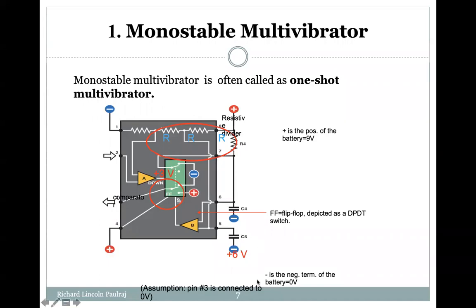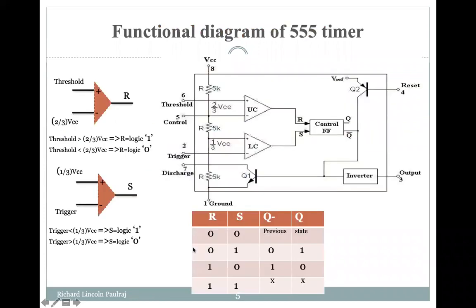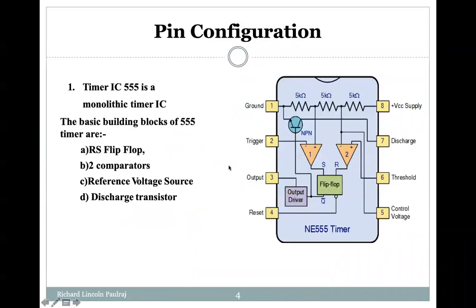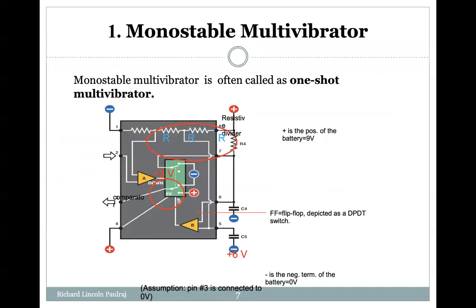Now we are considering that pin number 3 is actually connected to 0 volts. So where is this pin number 3? We have it here, the output, right? Pin number 3, we are considering that it is connected to 0 volts. And so usually we take the output from it.